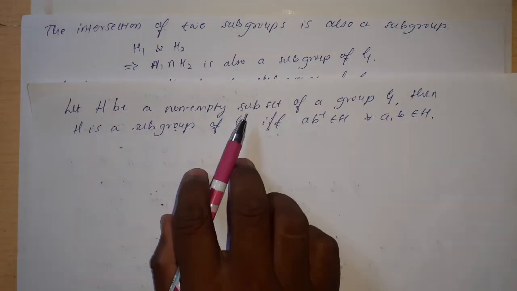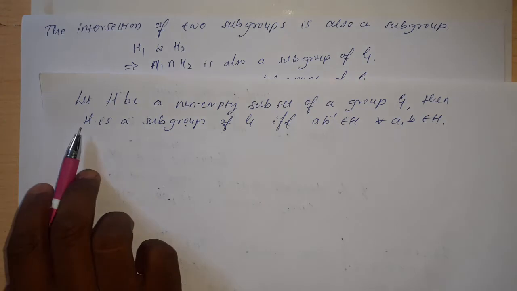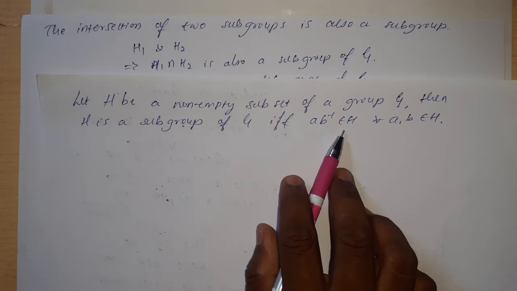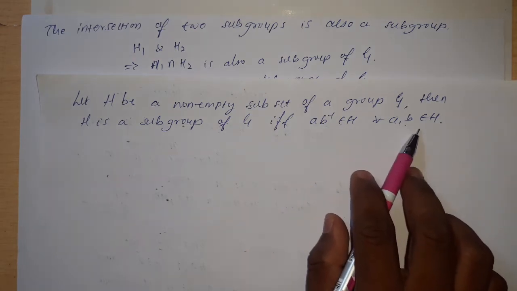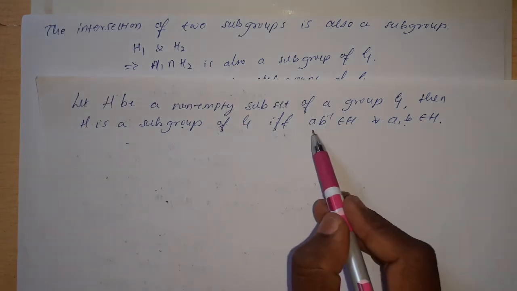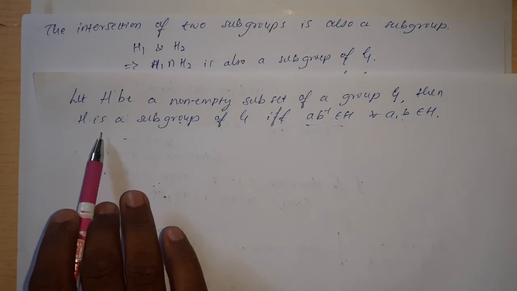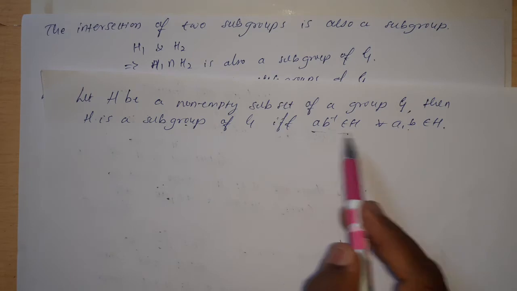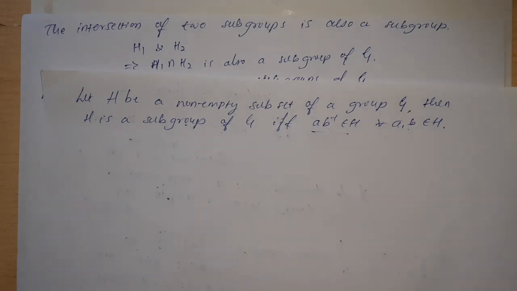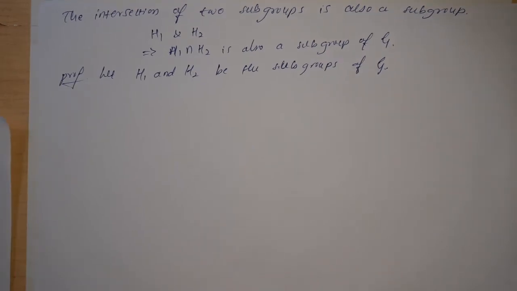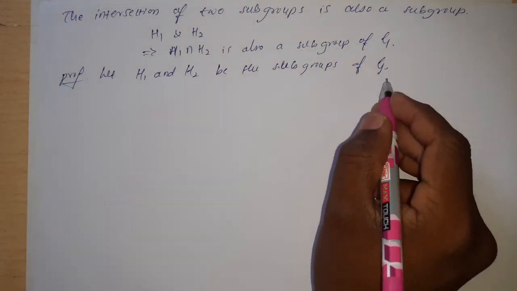Let H be a non-empty subset of a group G, then H is a subgroup of G if and only if AB inverse belongs to H for all A, B belongs to H. So here, if this condition is satisfied, then H is a subgroup, and if H is a subgroup, this condition must hold in that H. Therefore, here they have given that H1 and H2 are two subgroups of G.